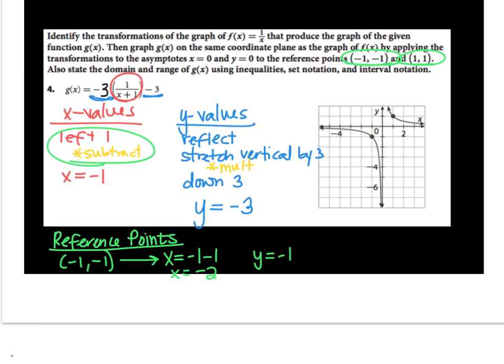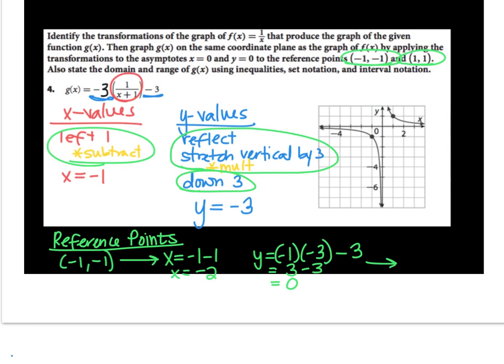But there's a few things I want to do to it. I need to reflect and stretch. And those are both multiplication. So I need to take my -1 value and multiply it by -3. And then I want to move down 3, which I forgot to write, but that is going to happen by subtracting 3. So if I work that out, that's 3 minus 3, I get 0, which means this new point is now at -2, 0.